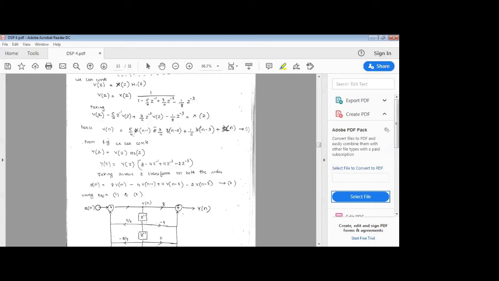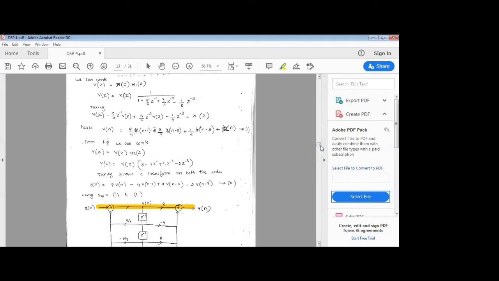Write down this line, that is the direct form structure. I'm rewriting the same thing. The first thing is a straight line relating x of n, v of n and y of n. So we have x of n at the input, in between v of n, and at the output y of n.